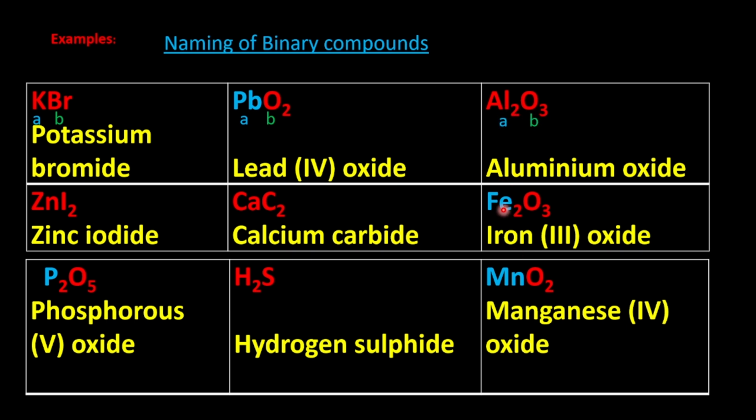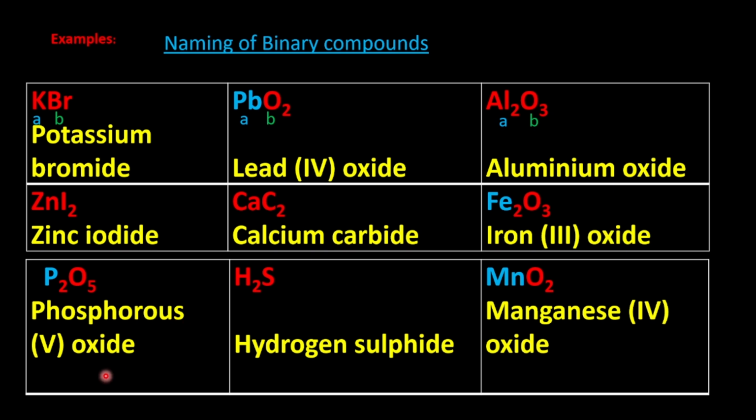Let's pick a different example. We have Fe2O3. Fe, is it having a variable oxidation number? Yes, it is not fixed. So we have to calculate. How do we do the calculation? That will be 2 here times 3, which is 6, divided by 2, and that will give you 3. So we have iron(III) oxide.